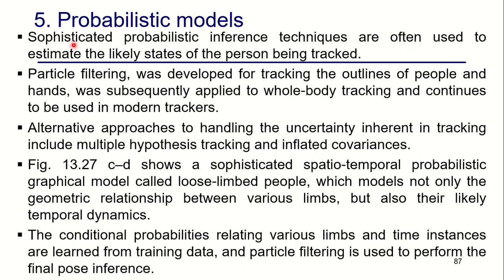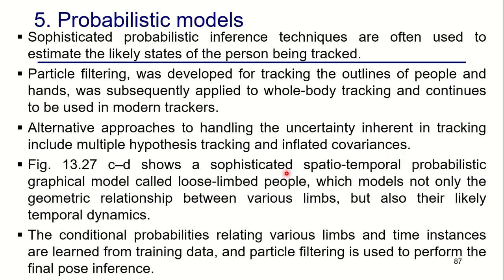Probabilistic models. Sophisticated probabilistic inference techniques are often used to estimate the likely states of the person being tracked. Particle filtering was developed for tracking the outlines of people and hands, and was subsequently applied to whole body tracking and continues to be used in modern trackers. Alternative approaches to handling the uncertainty inherent in tracking include multiple hypothesis tracking and inflated covariances.